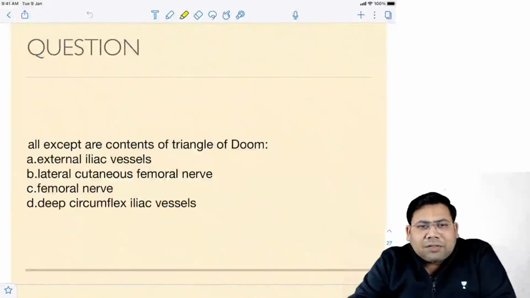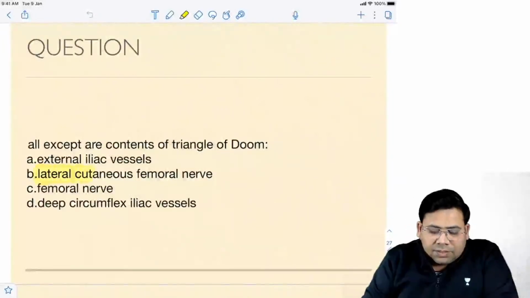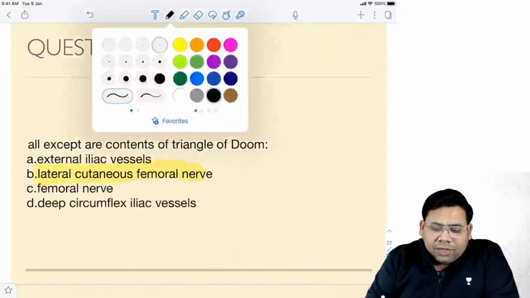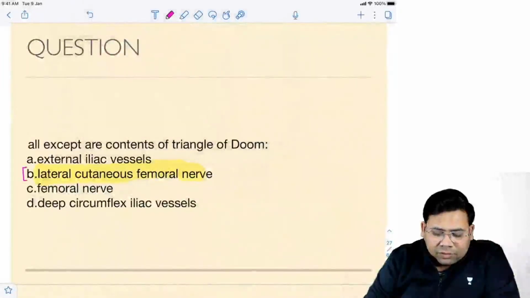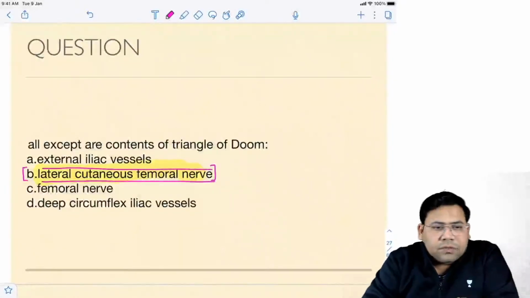So, answer me this question. All except are contents of triangle of Doom. What is not? Lateral cutaneous femoral nerve is not. Lateral cutaneous femoral nerve. This is not.